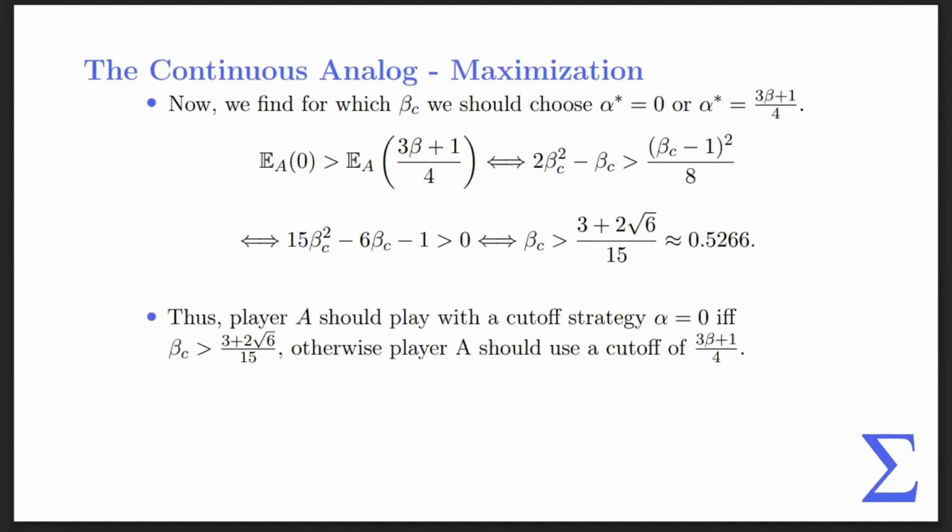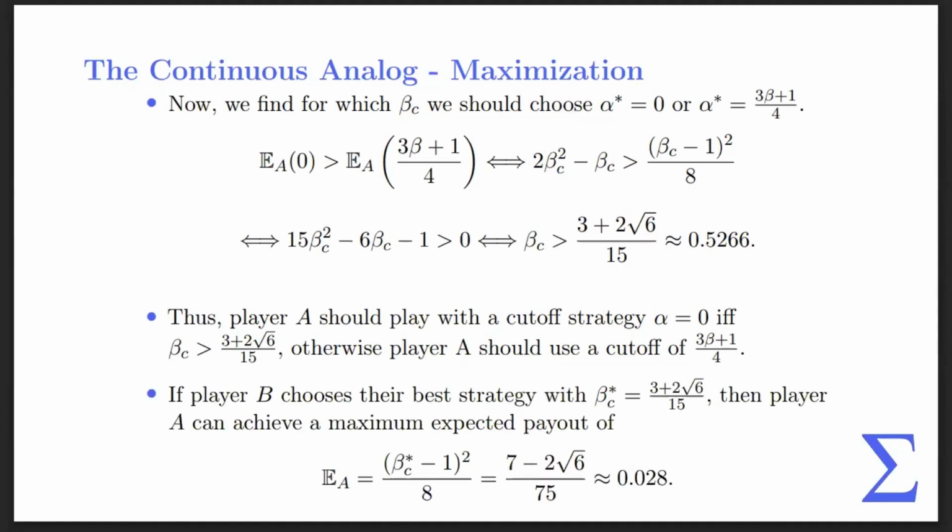So what this means is that player A should choose a cutoff strategy, alpha is 0, or like the lowest possible betting strategy, which again, this is a reminder, is equivalent to betting on everything, if and only if beta c is greater than this (3 + 2√6)/15. Otherwise, player A should choose a cutoff of (3β + 1)/4.